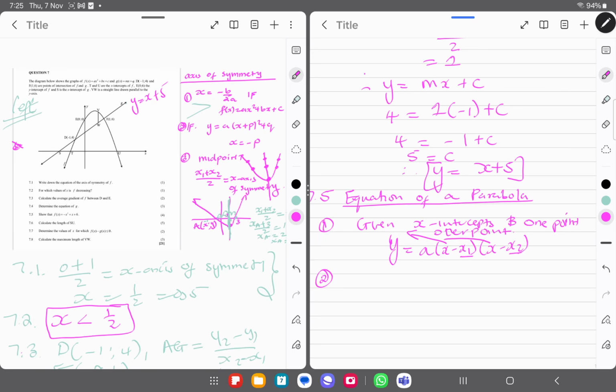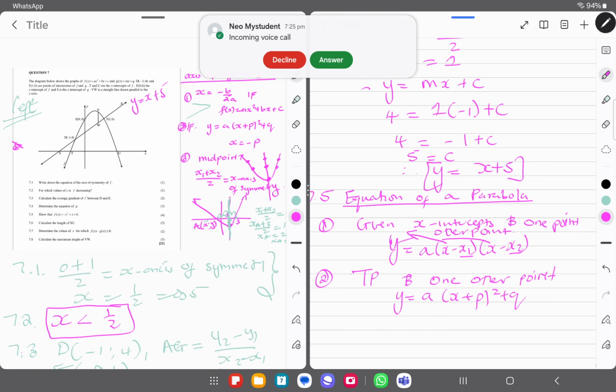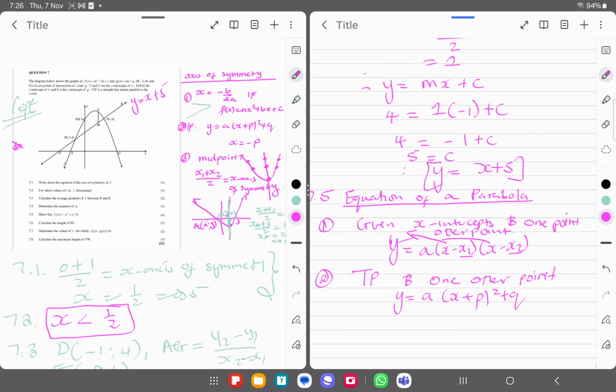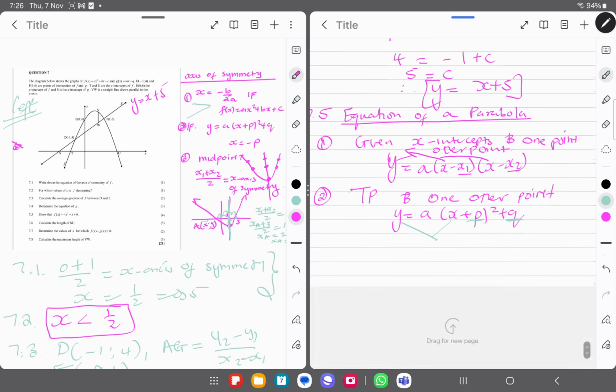Are we clear? This x and x, and then the y will be the other point. x1 and x2 will be the x-intercepts. Situation 2, when you are given the turning point and one other point, you use y equals a(x plus p) squared plus q. So we use this equation if we're given the turning point and one other point. This would be the turning point p and q. The y will be the other point.